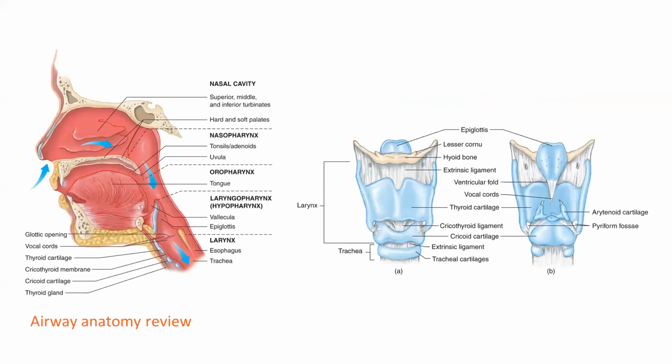So first, quick anatomy review. Just remember, air can enter the body through two ways, right? The nostrils and the mouth. It travels into the pharynx, or throat. Air traveling from the nose goes through the nasopharynx, and air entering the mouth travels through the oropharynx. There are two passageways at the end of the pharynx, the trachea and the esophagus. Obviously, we want the air going in the trachea and the food and drink going into the esophagus, right?